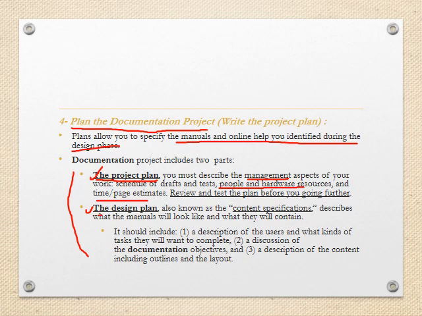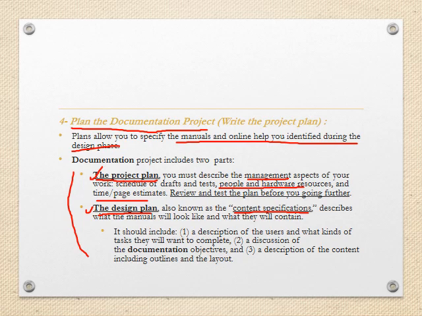The second type is the design plan, also known as the content specification plan. It describes what the manual will look like and what it will contain. This is what we call a content specification. From the term content specification, this specifies how the document content will look.